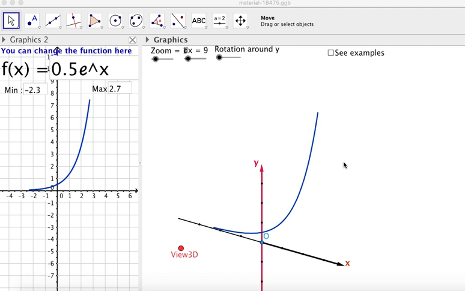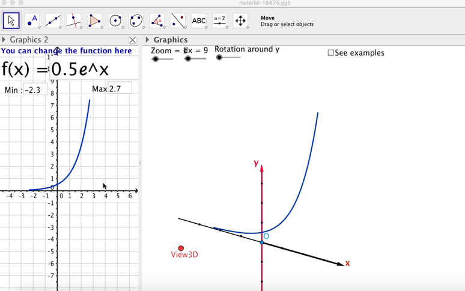Okay, so let me give you an example. Let's say we start out with this function here, 0.5 e to the x, a very basic exponential function. It looks like this. And I'm just going to graph it between x equals negative 2.3 and x equals 2.7. And over here I have a 3D rendering of this.